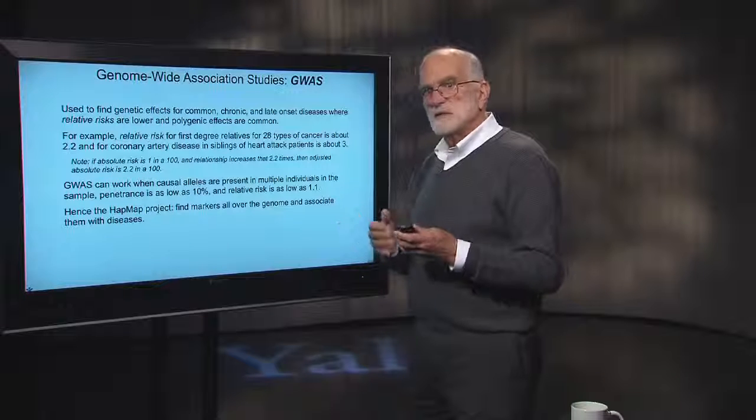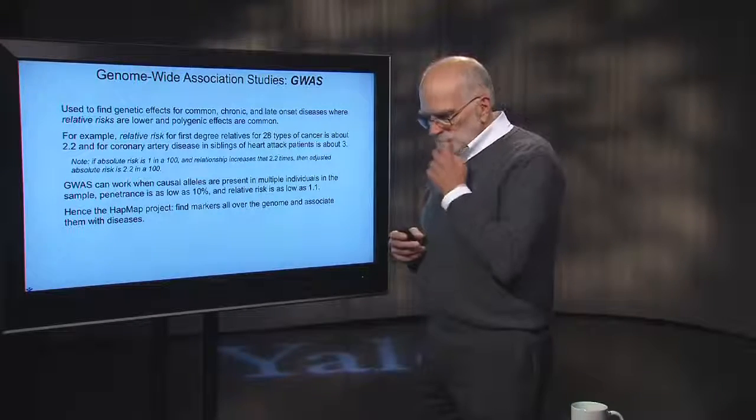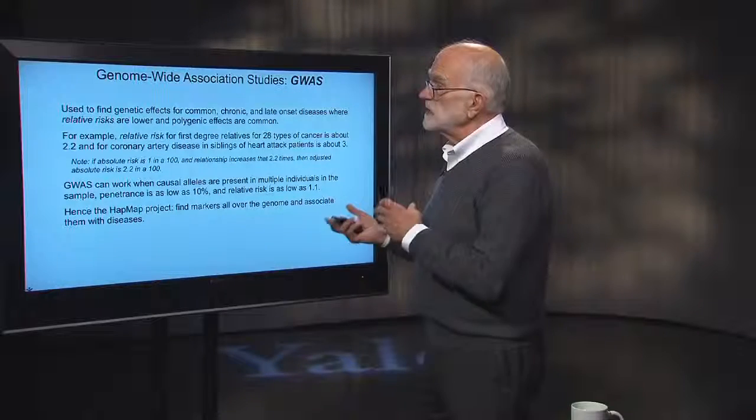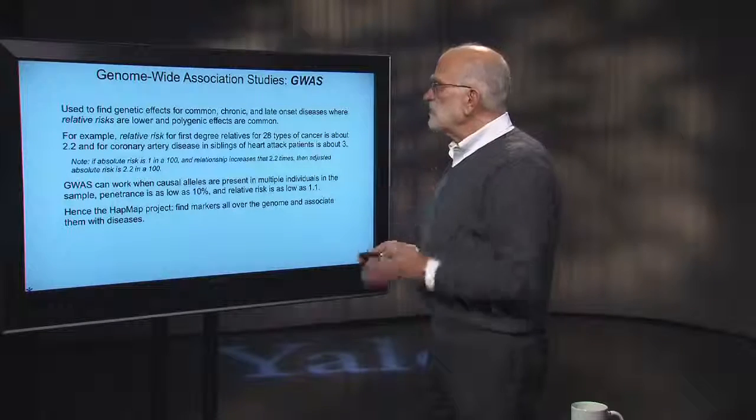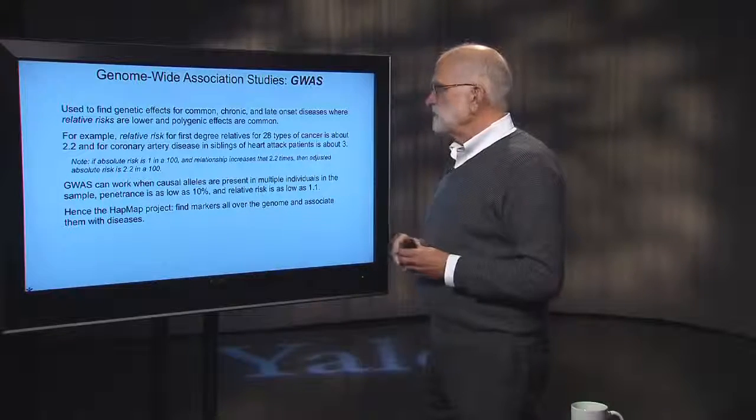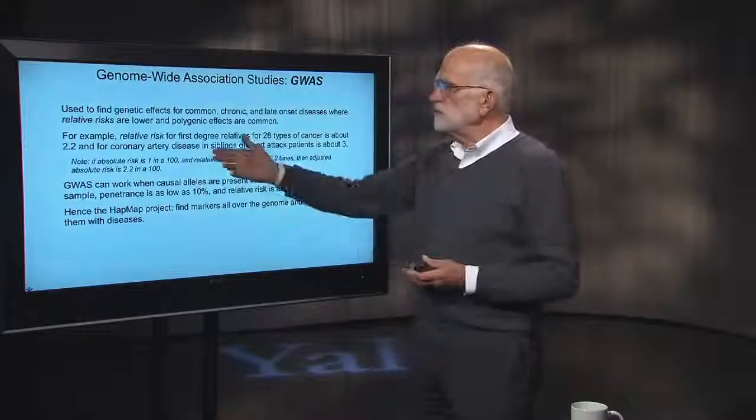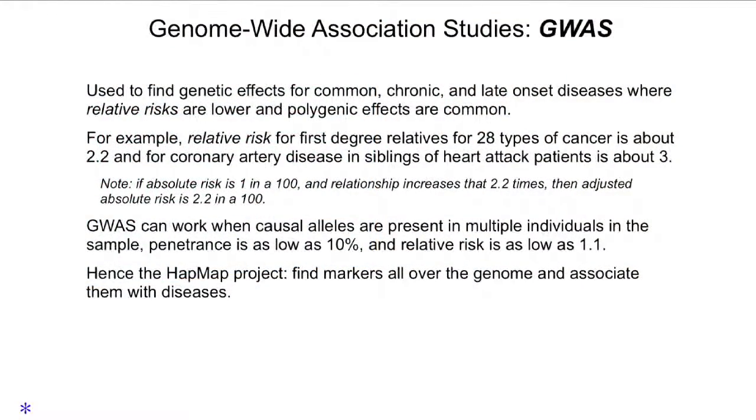Where the relative risk is a bit lower and where polygenic effects are common. So these are not classical Mendelian genetic diseases of large effect. This is an attempt to find genetic effects on all sorts of other diseases. For example, the relative risk for a first-degree relative for 28 kinds of cancer. That means that if mom or dad had cancer, how probable is it that you will have cancer? That's about 2.2. In other words, if one of your parents had cancer, then you are 2.2 times more likely to have cancer than a person just sampled at random from the population.